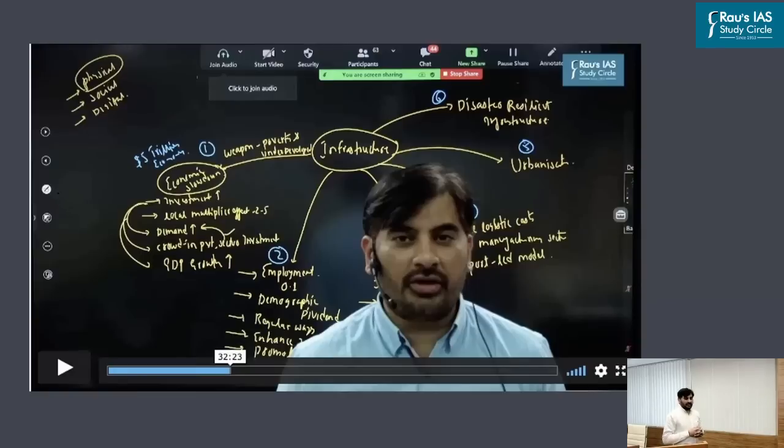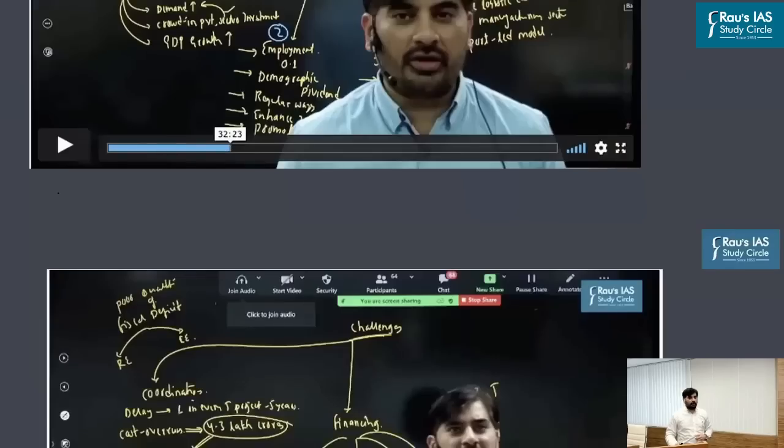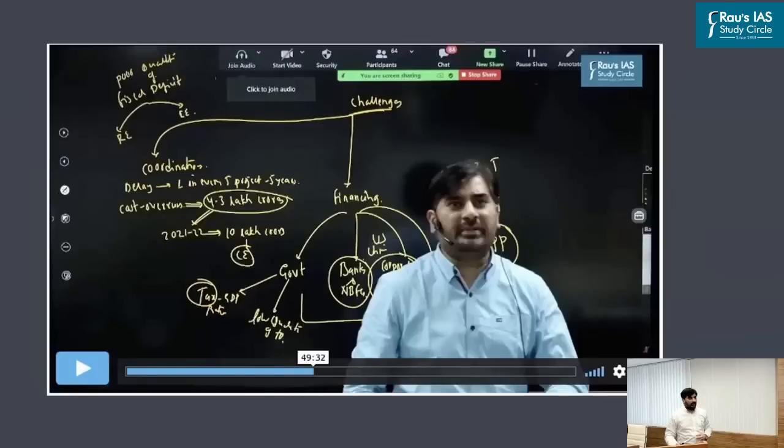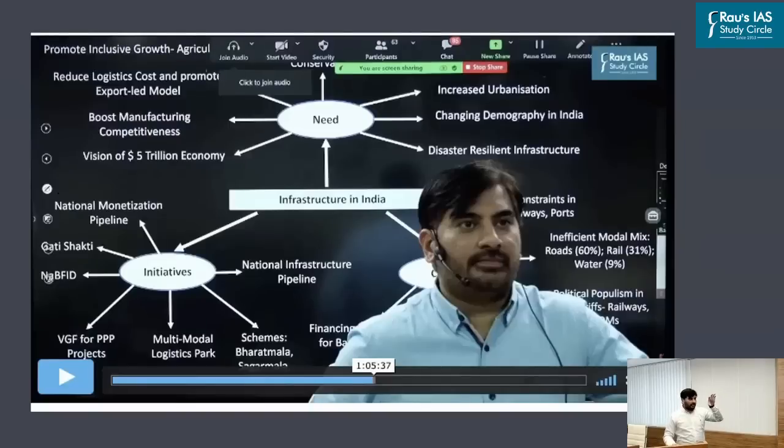like economic $5 trillion economy, creation of employment opportunities, logistic costs, and so on. Then I had discussed about the challenges with respect to the infrastructure sector. And after the end of the discussion, I had summarized the entire discussion in the form of a mind map. So in this particular slide as such, I had incorporated as to why should India focus on infrastructure, what initiatives we have taken, and what are the challenges or the problems.